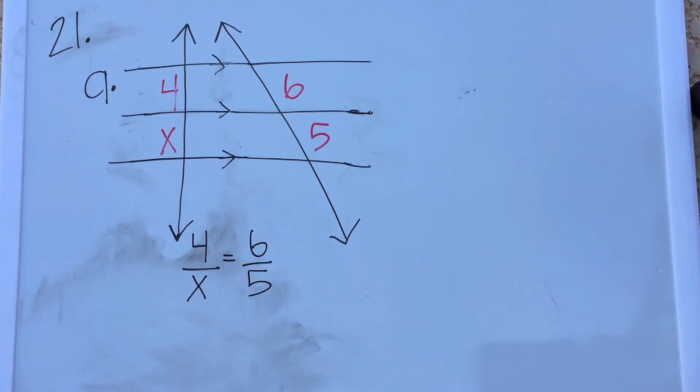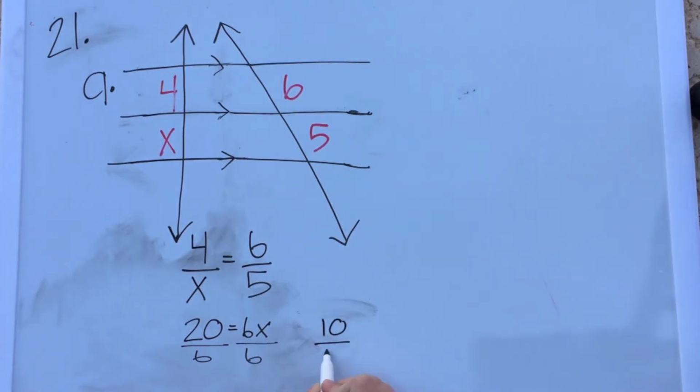Good. Okay. You could do 4 over 6 or x over 5 as long as you stay consistent with your proportion. And we're going to cross multiply. So we're going to cross multiply 4 times 5, which is 20, equals 6 times x, 6x. Divide both sides by 6 to get the x by itself. So that brings us to 10 over 3, since 6 doesn't go into 20 evenly, equals x. So that's the answer to that one.